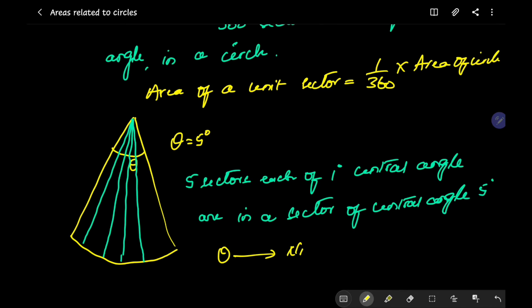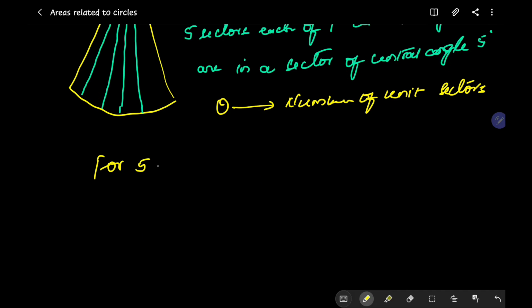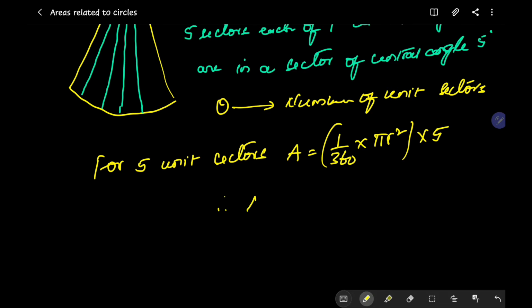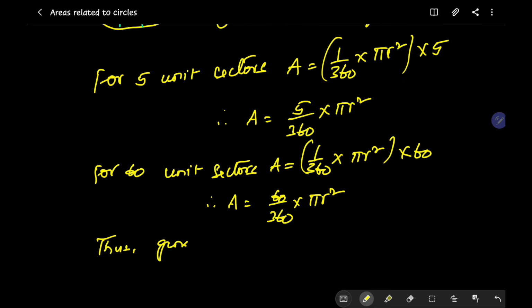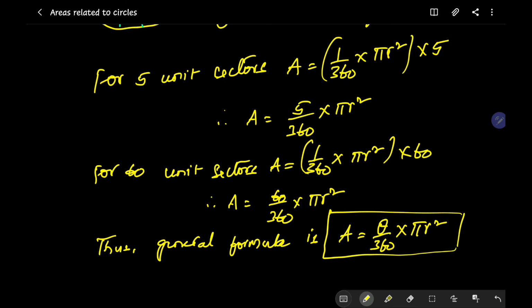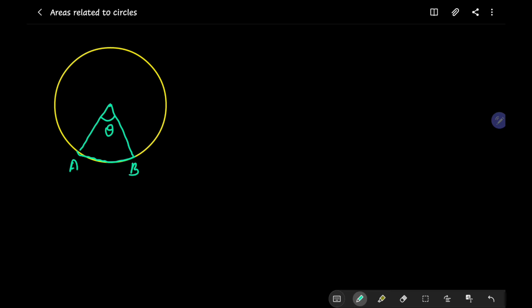If theta is the angle given, then theta is the number of sectors of 1 degree angle present in the given sector. For 5 unit sectors, the area is 5 times the area of the sector with 1 degree angle. Thus we can say for the angle theta, the area will be equal to theta by 360 into pi r squared square units. When we see the arc length of the sector with 1 degree angle, it is equal to the 360th part of the circumference of the total circle.